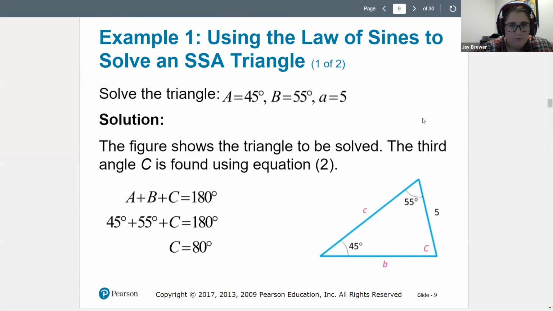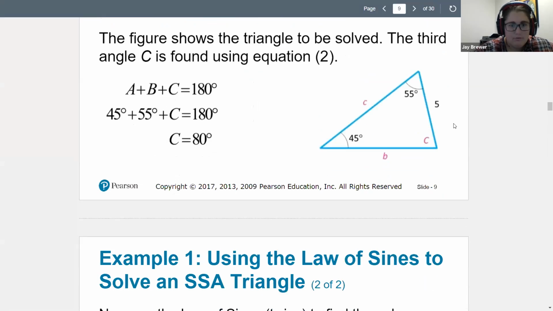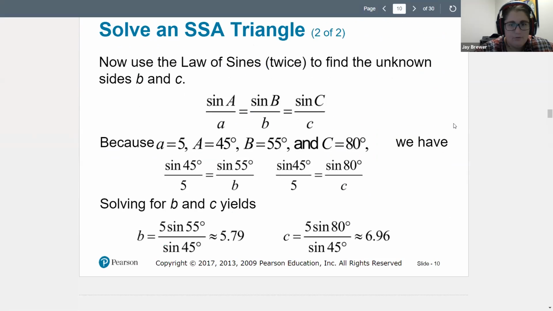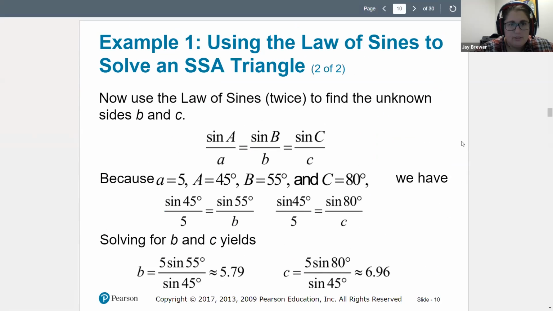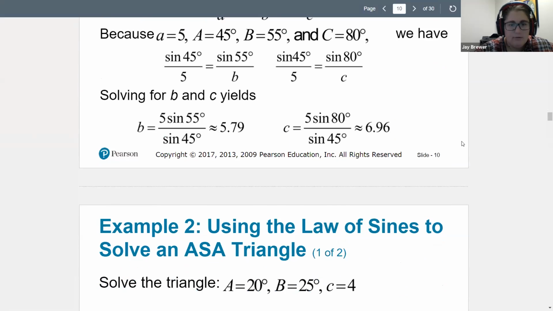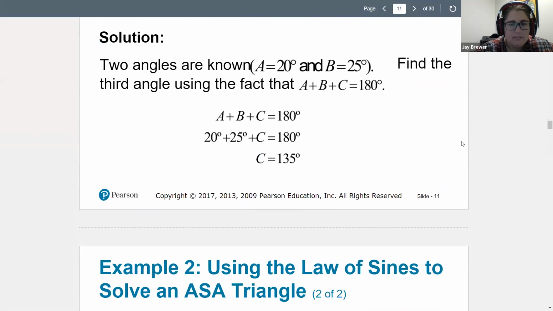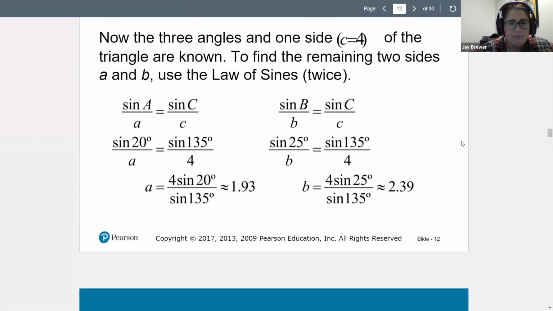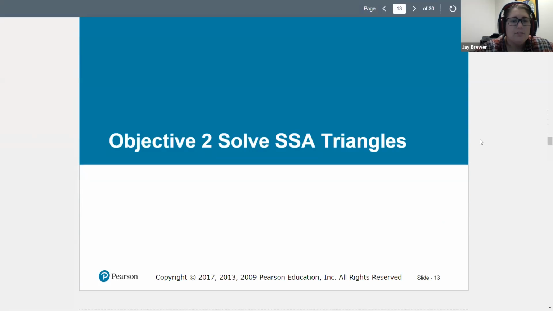We'll just, for the sake of the recording, go through these really quickly so people can have the slides to pause on if they want. We just did this in the second example. All right, so now we're going to go to objective 2, which is solving side-angle triangles.